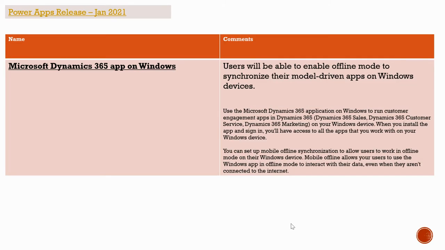The Powerups release plan, only one on this month, which I spotted, which is the ability to use offline mode to synchronize model-driven apps on the Windows devices. So this means that users can actually interact with this Windows application offline. As soon as they become online, everything gets saved. So that's pretty cool on the Dynamics 365 space.